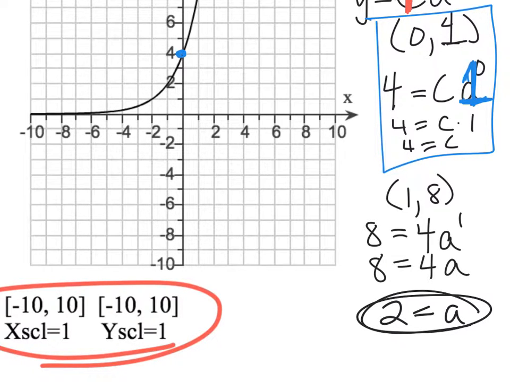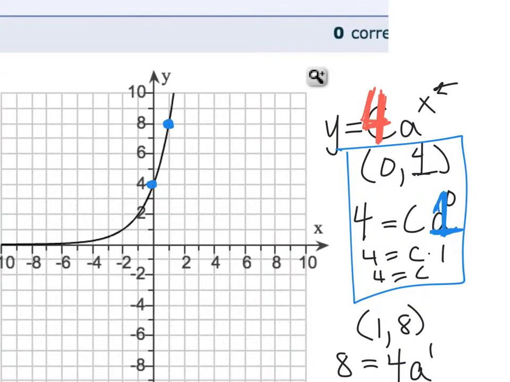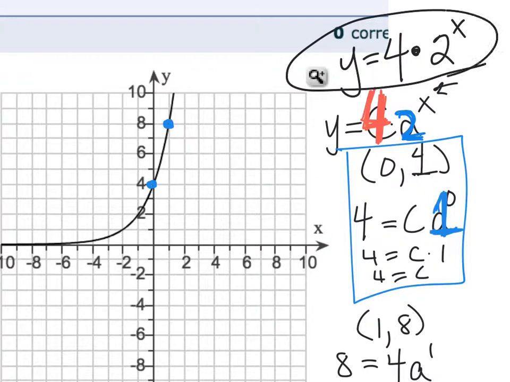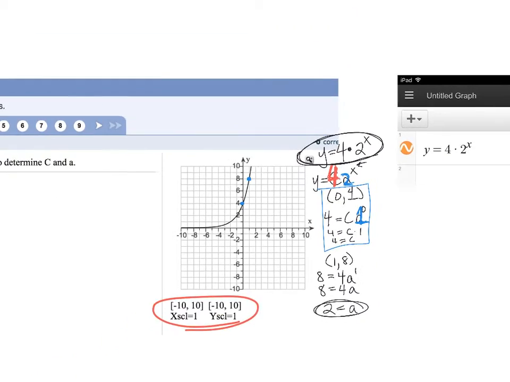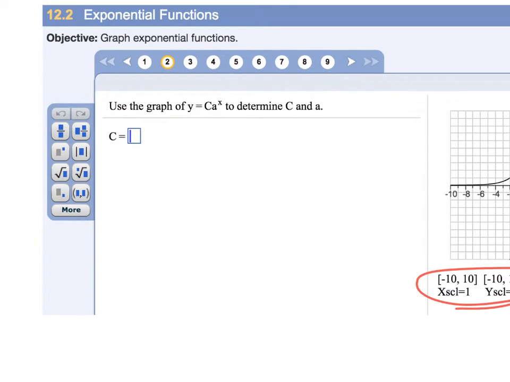So we now know what our C is. It's 4. We now know what A is. It's 2. And so our equation is y is equal to 4 times 2 raised to the x power. That is our equation. And that is what we're going to put into our MyMathLab right here.